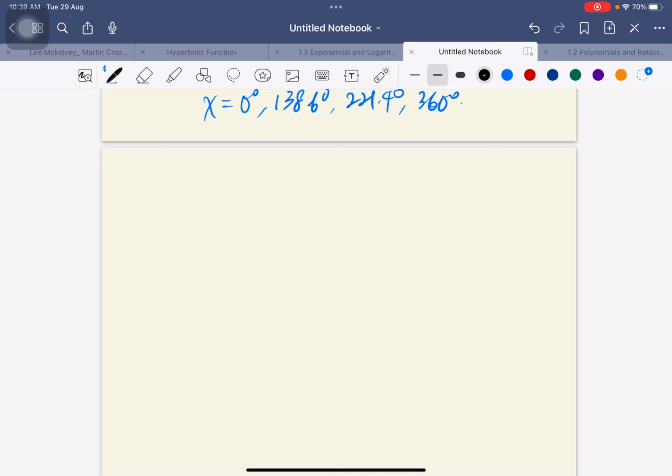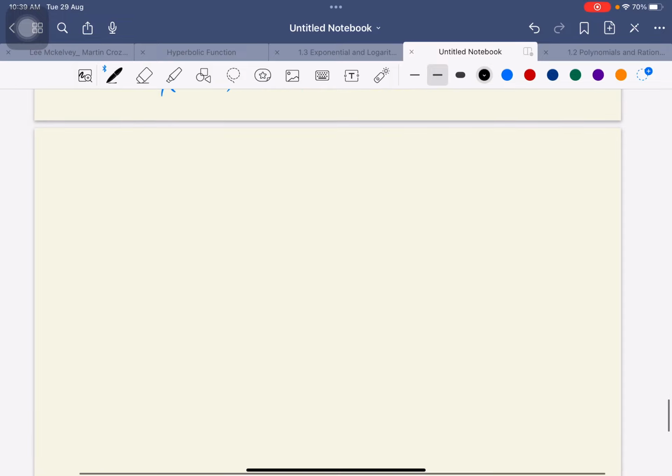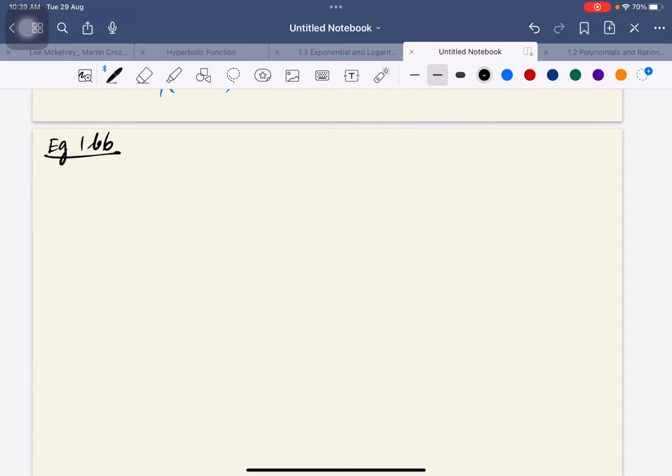And next, let's look at example 1.66. So the question asks us to solve the equation cos(x + π/3) = sin x for the range of negative π to π.